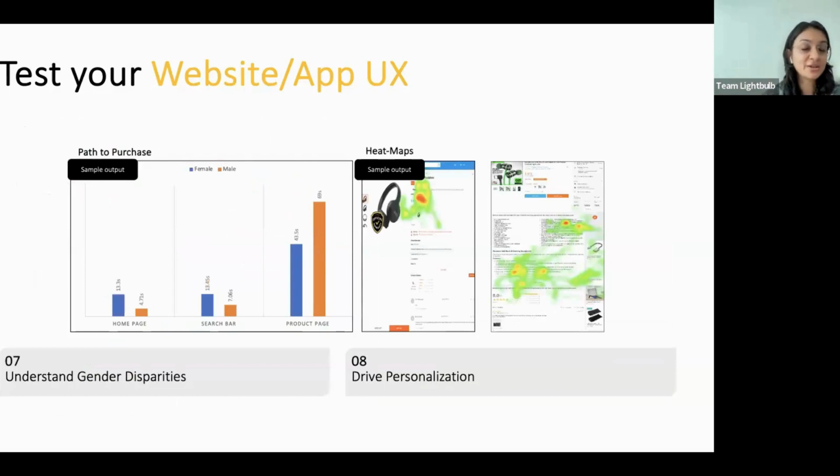Similarly, in terms of understanding gender disparities, I know Sandeep called this out. Different genders behave differently towards similar products. So is your product flow optimized to handle the different kinds of information that genders look for? How do you drive personalization in that UX path?